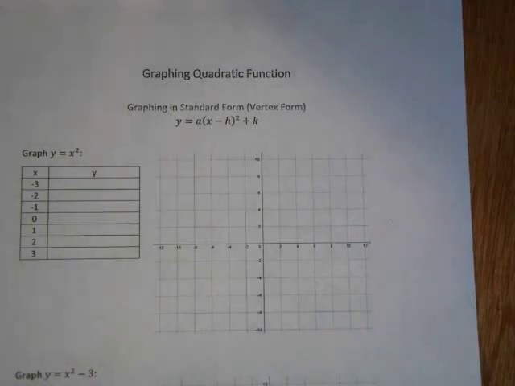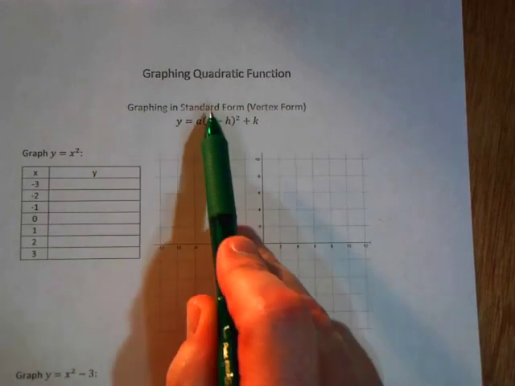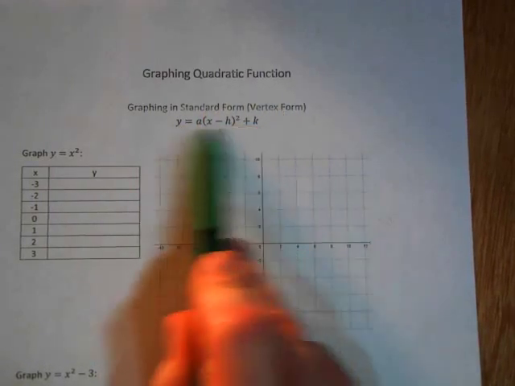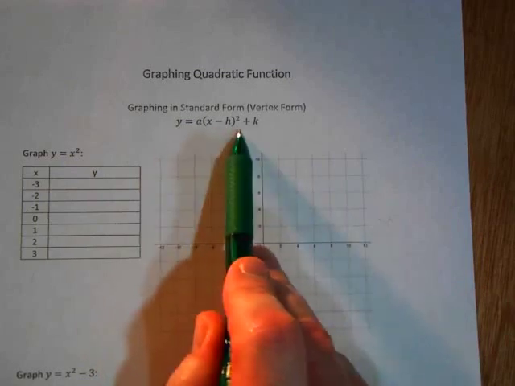In this section, we're going to look at graphing quadratic functions. This is going to be a rather long section. There's definitely going to be multiple videos. There are two different forms of quadratic functions that they're typically written in. One is called standard form, also known as vertex form. We're going to take a look at this one first, and we'll see why this is called vertex form.